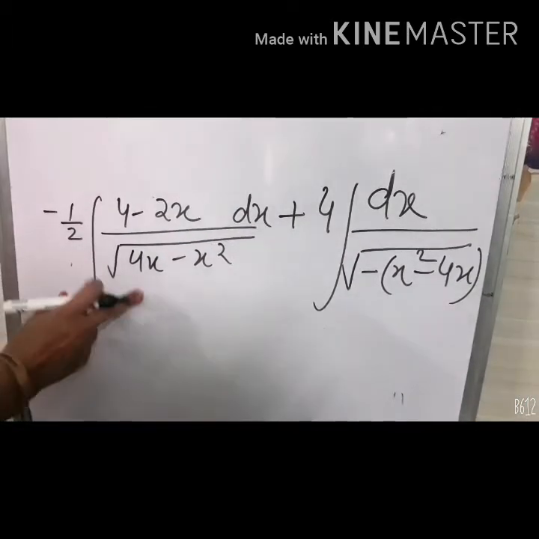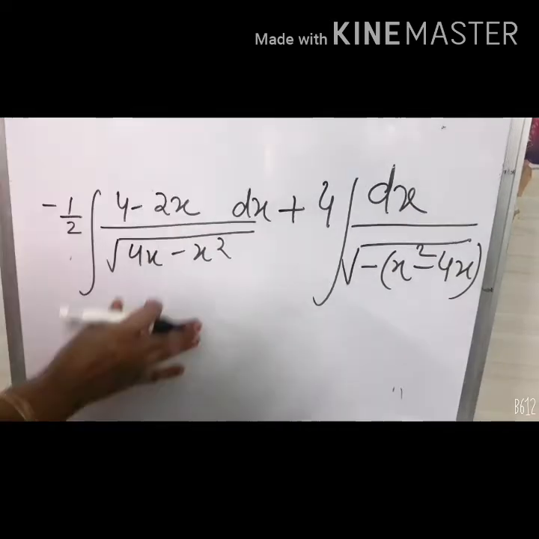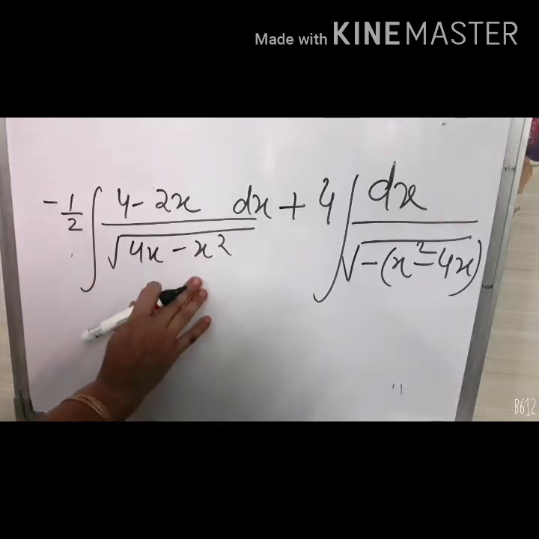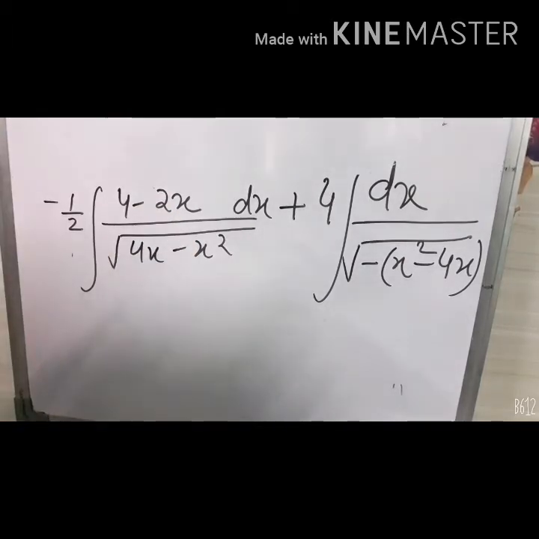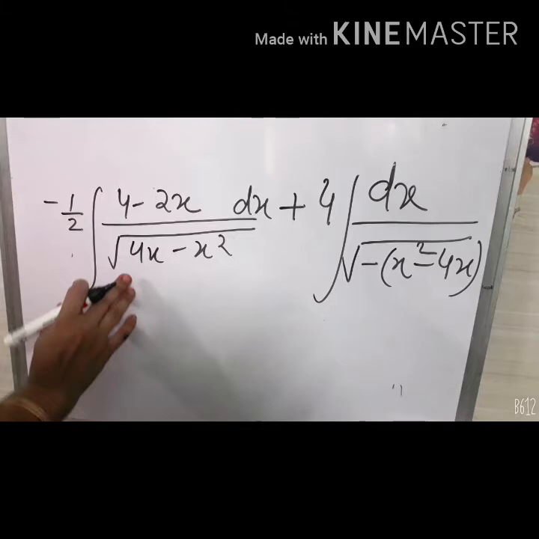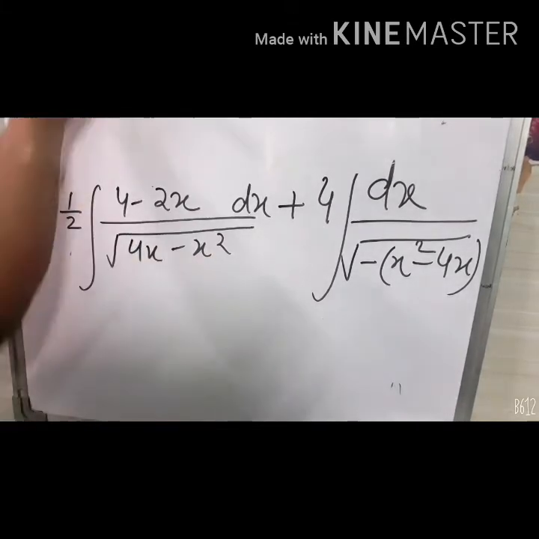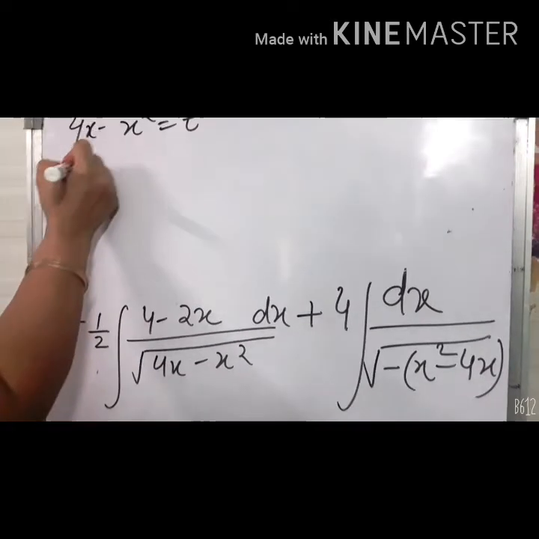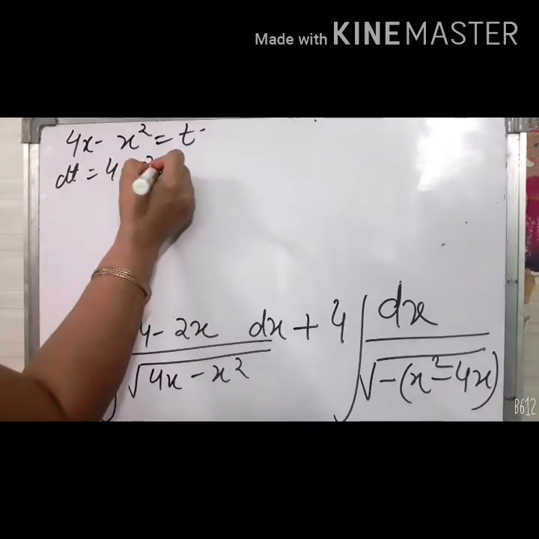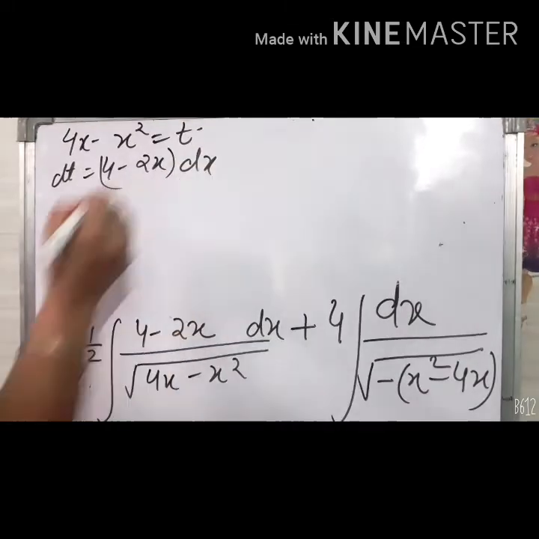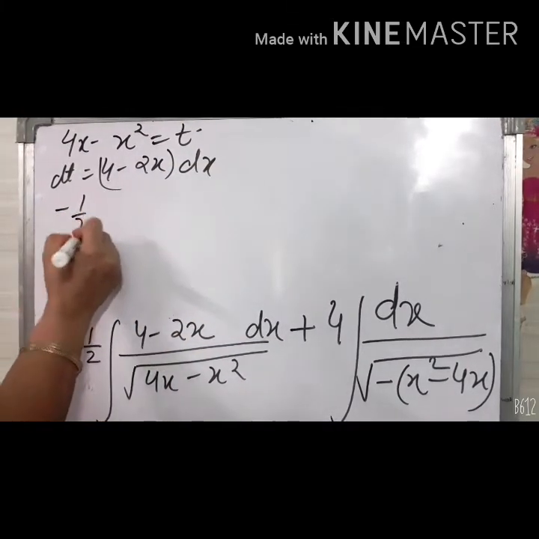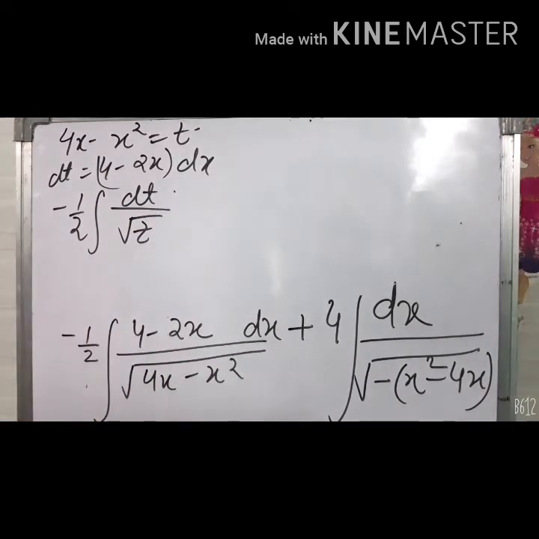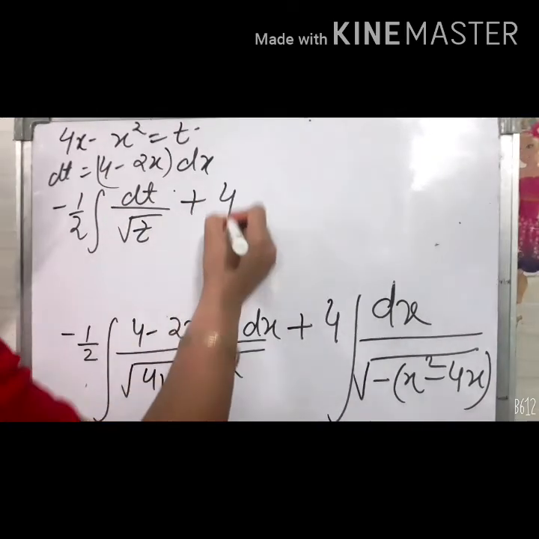Now in the first integral of these types of questions, always we use the substitution. The down part always becomes t and the numerator always becomes dt. Check it once. If I am letting 4x minus x square as t, then dt is equal to 4 minus 2x. Perfect. You got it. So every time the first one is like that only. You got dt by under root of t, plus the other integral.